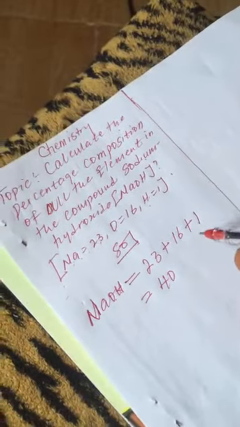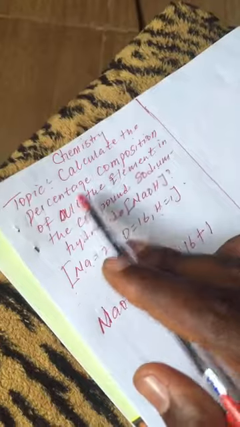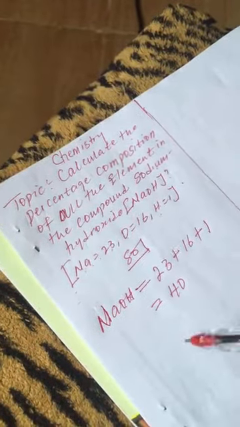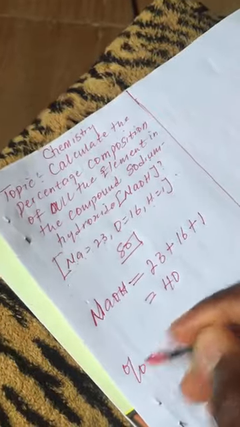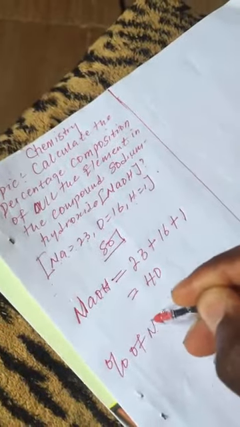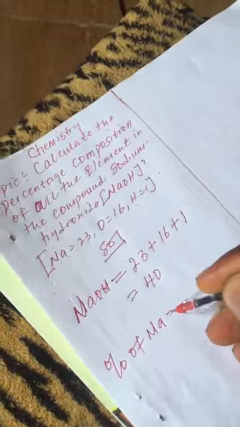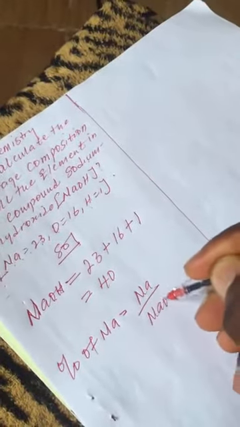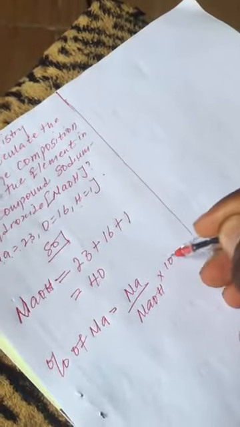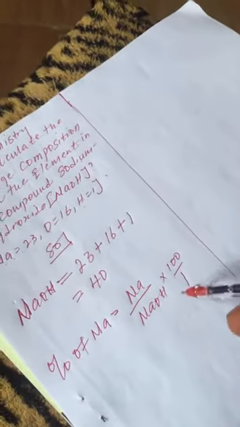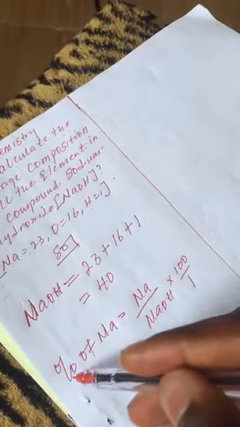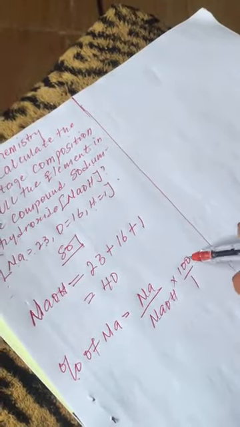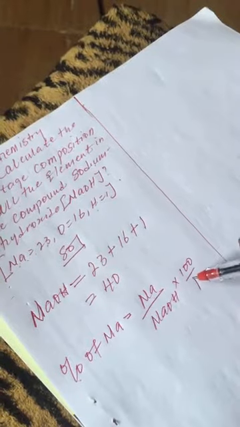Then we proceed to look for the percentage composition of each element that is in the compound. So let's start with the percentage composition of sodium. We'll have the general formula, which is sodium over sodium hydroxide times 100 over 1. That is because we are asked to look for the percentage, and of course, we know percentage is measured as a fraction of 100.